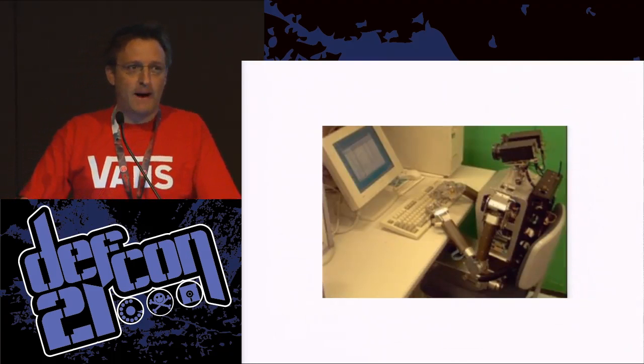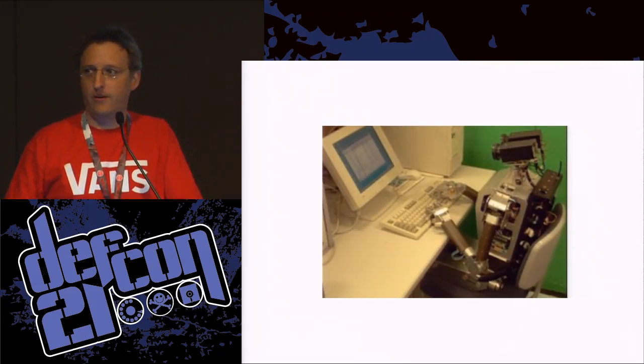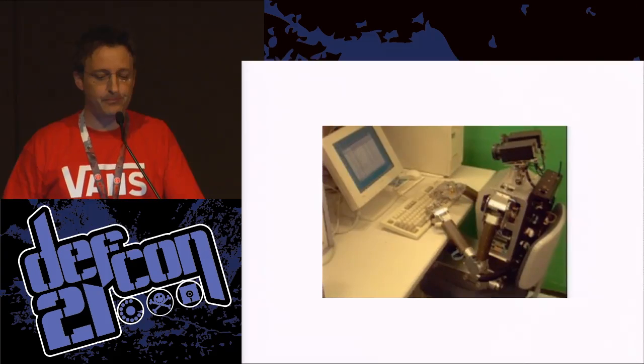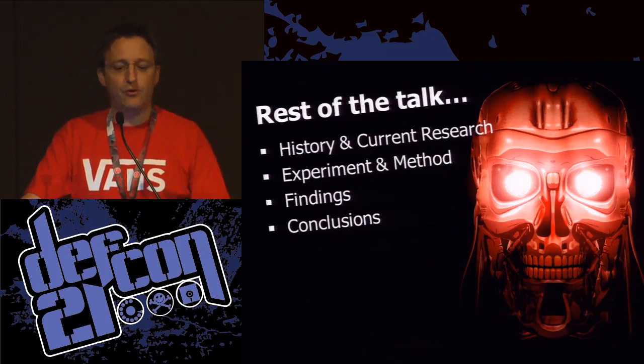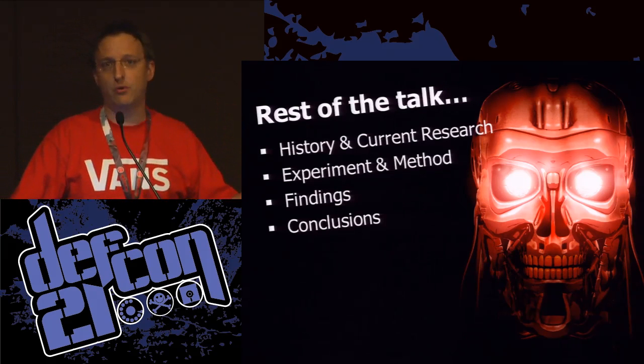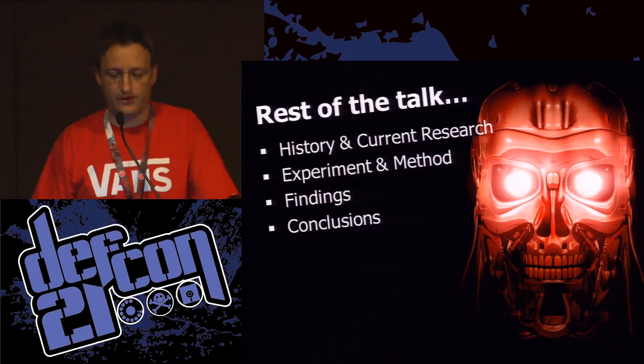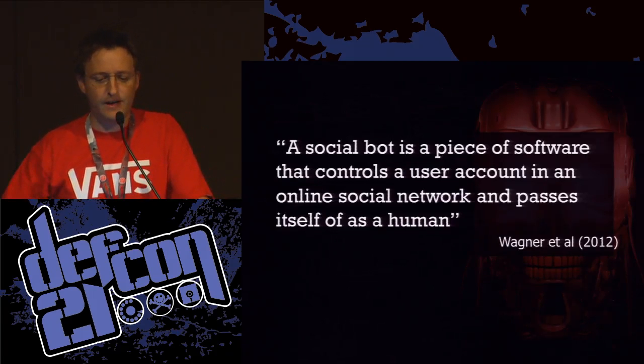So we set about creating some social bots to actually go in and have a look at this. So let me go over some of the history in this sort of sphere of research. The talk is going to proceed with a history of some of the current research, then we'll talk about the experiment and method, discuss the findings that we had, and wrap up with some conclusions. That's how it's going to go down, essentially.